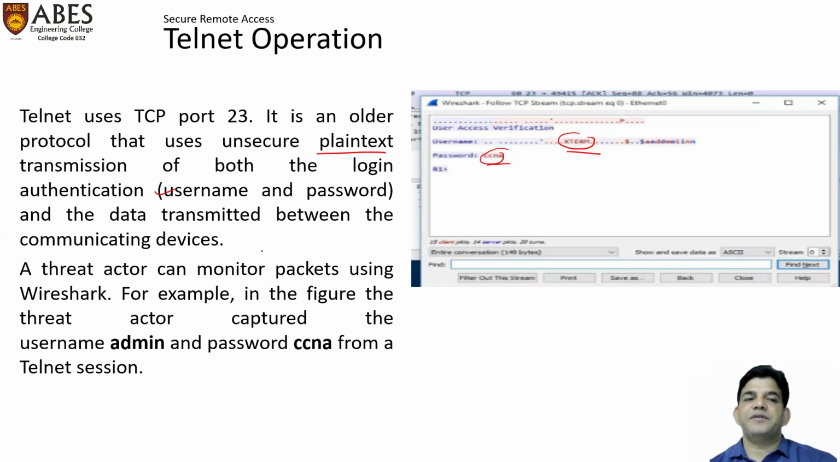When data is transmitted between the communicating devices, a threat actor can monitor the packets using Wireshark. In the figure, the threat actor can capture the username admin and the password CCNA from a TELNET session. That's why TELNET is not a secure mechanism for remote communications. Instead of TELNET, we can use SSH, Secure Shell, for remote communication.